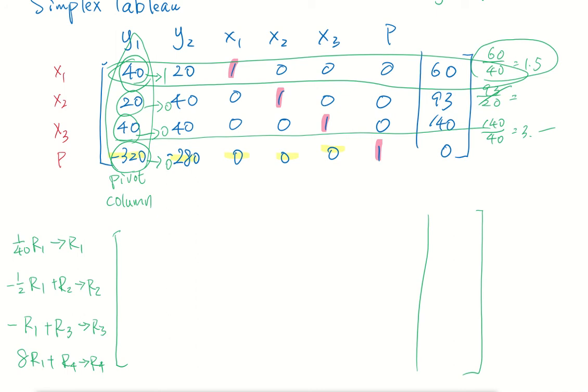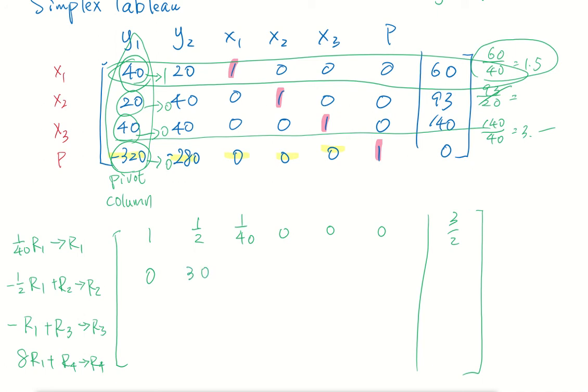So R1 becomes 1, 1/2, 1 over 40, 0, 0, 0, and 60 divided by 40 is 1.5. Let me write 3 over 2. I write fractions for the other ones. For R2, we have 40 times negative 1/2, that's negative 20, plus 20, that's 0. 20 times negative 1/2, negative 10, plus 40, that's 30.